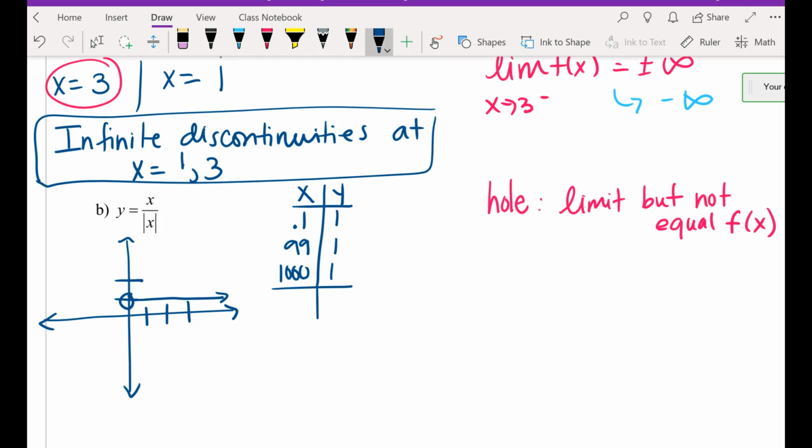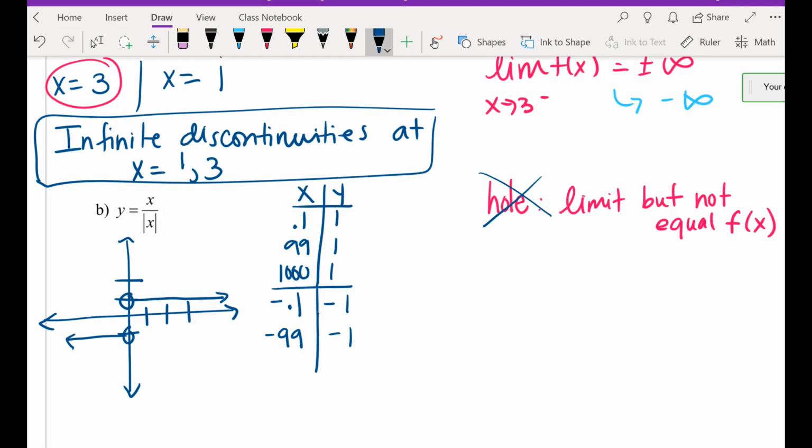But I should also test the left side, right? Like negative 0.1. All right, what happened when I picked negative 0.1? Is it still 1? No, it's what? Negative 1. And how about if I pick negative 99? What is it? Negative 1 still. So, would you agree I have a hole right there, and it goes like that? Okay. So right now, does the limit exist at 0? No. So can I eliminate the hole? What's next?